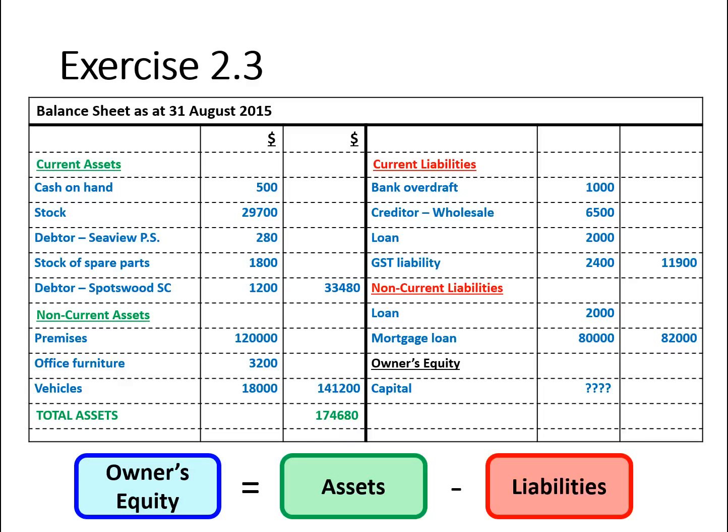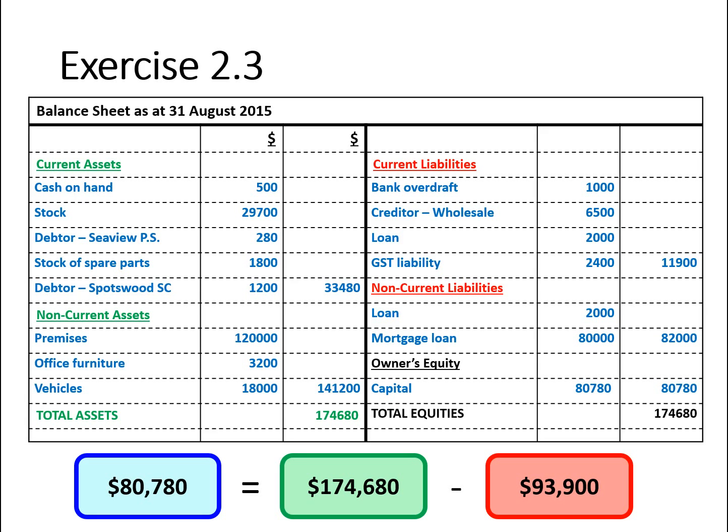Looking at the accounting equation, we can rearrange it as owner's equity equals assets minus liabilities. In this case, we've got assets of 174,680. Liabilities, if I total those two numbers together, I get 93,900. So therefore my owner's equity is 80,780, and I can put that in as the capital figure. And remember, when there's only one number under a section, we put it in both columns, or you can just have it in the right-hand column.